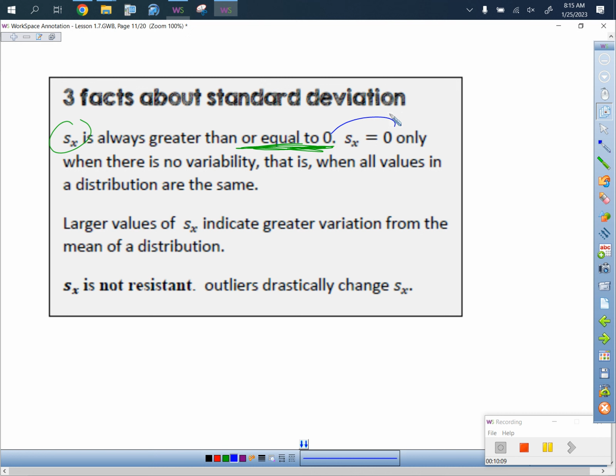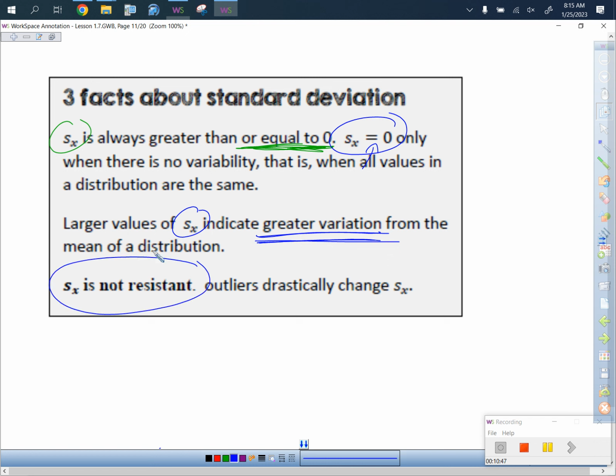Then if I put it all into a dot plot, the only score is 17. There is 0 variability, you know what I mean? That's when the standard deviation would be nothing, because every data number was the same. So that's the only time the standard deviation could be 0. Larger values of your standard deviation mean you vary more from the mean.